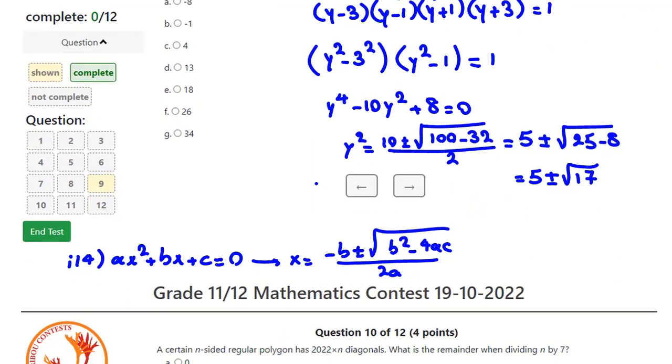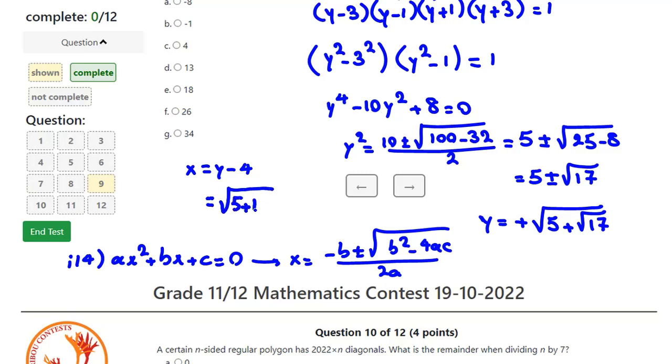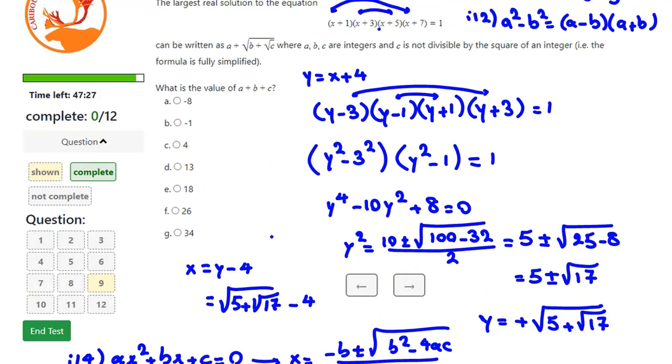So when we want to increase x, because x is y minus 4, y should be increased. So the greatest y is to consider plus square root of 5 plus square root of 17. Okay, so x is what? 5 plus square root of 17 minus 4. So if you see this form, a is negative 4, b is 5, and c is 17. Sum of them is what? 17 plus 5, 22 minus 4, 18. Okay.